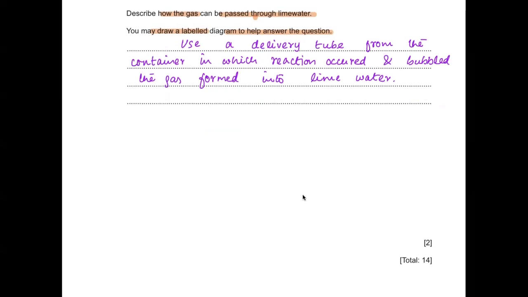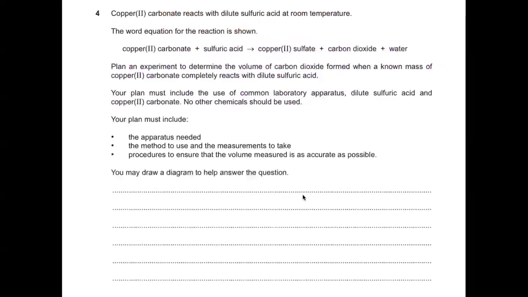Okay. So we are done with question number 3. Now we are going to start question number 4. Copper(II) carbonate reacts with dilute sulfuric acid at room temperature. The word equation for the reaction is shown: copper(II) carbonate reacting with sulfuric acid, forming a salt, carbon dioxide, and water. Plan an experiment to determine the volume of carbon dioxide formed when a known mass of copper(II) carbonate completely reacts with the sulfuric acid. So it indicates that we have to keep the sulfuric acid in excess.